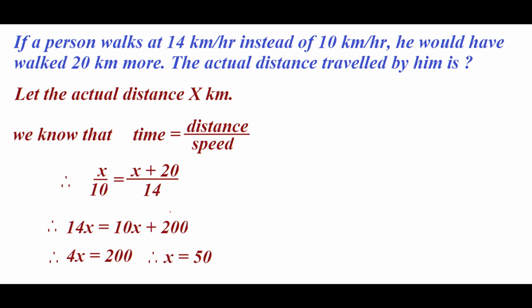We know that time equals distance upon speed. Here the previous speed of the person is 10 km per hour, so the actual time is x upon 10. And the distance traveled by the person at the speed of 14 km per hour is 20 km more, so x plus 20 upon 14. x upon 10 equals x plus 20 upon 14. 14x equals 10x plus 200. 4x equals 200. x equals 50 km.